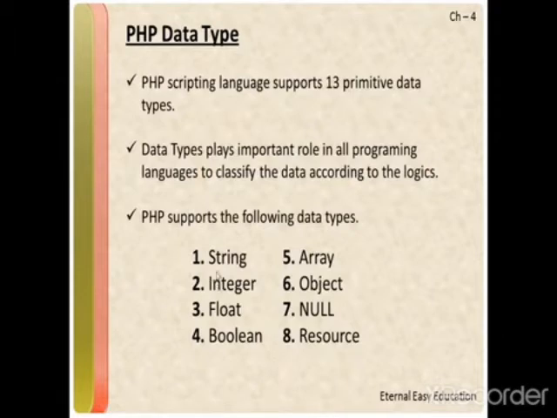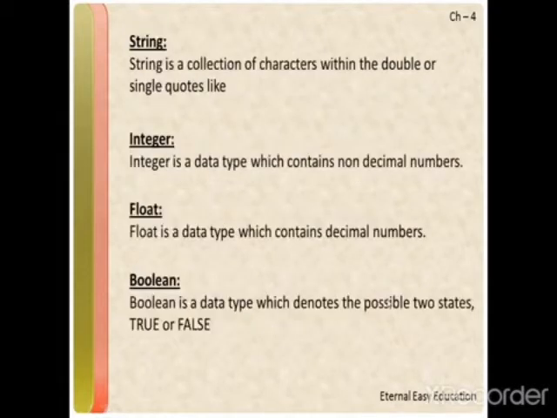Here they have given some data types: string, integer, float, boolean, array, object, null, resource. Some explanations are also given in your book. A string is a collection of characters within double or single quotes. So if I want to store my name or the address, I can use the data type string. Integer is the data type which contains non-decimal numbers, that is whole numbers without decimal points. Float, with the decimal points.